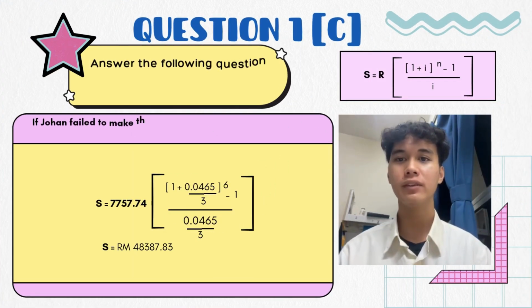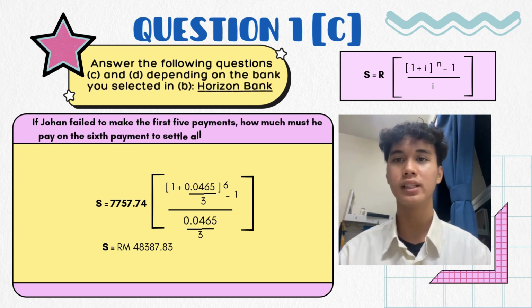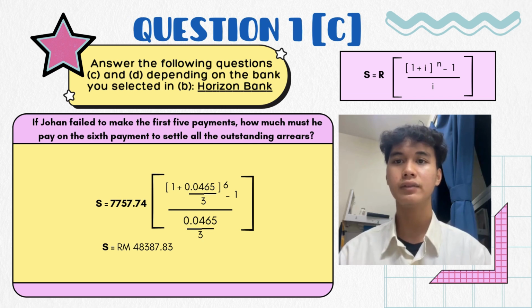Question C. If Johan failed to make the first 5 payments, how much must he pay on the 6th payment to settle all the outstanding arrears? To calculate the amount that he must pay on the 6th payment, we need to find S, which is the amount of annuity. We use the future value of annuity formula and put the values into the formula. R is 7,757 ringgit 0.74 cent and i is 0.0465 per 3. n is 6, apply the formula, then we get RM48,387.83 for S.